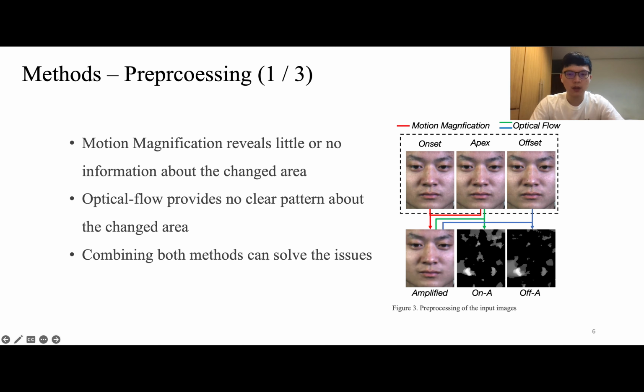Here is an example. We can first amplify the onset and apex frames to obtain an amplified image. Next, we can compute an optical flow frame from the amplified frame and the apex frame. And we can also obtain another optical flow frame from the amplified frame and the offset frame. These three new images form the new input.